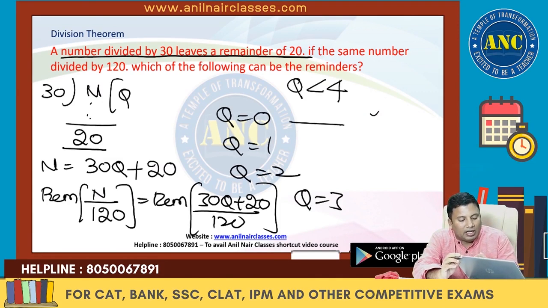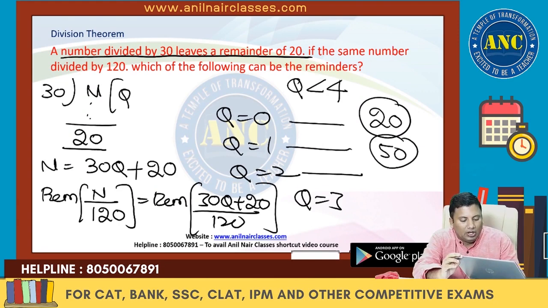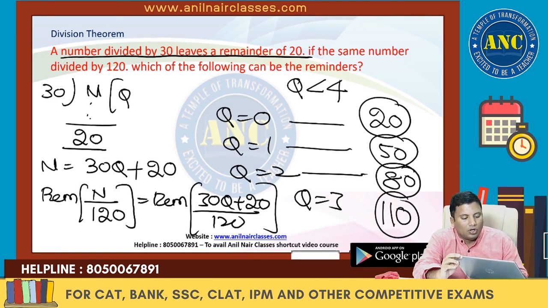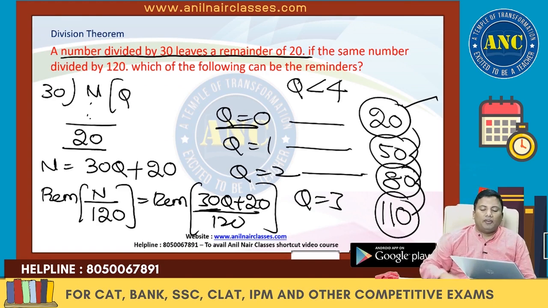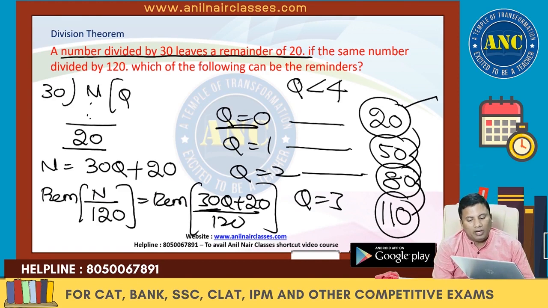Q0 gives one remainder, 20. Q1: 30 plus 20 is 50. Q2: 30 into 2 is 60, 60 plus 20 is 80, another remainder. 30 into 3 is 90, 90 plus 20 is 110. You don't need to do all this. First Q value 0, remainder 20. Keep on adding 30. Keep on adding 30. 20, 50, 80, 110. How many values?